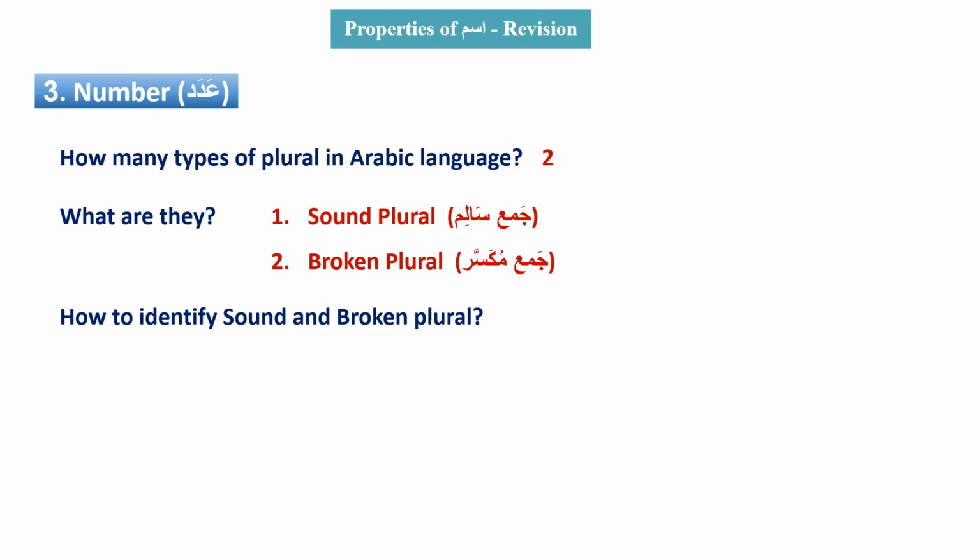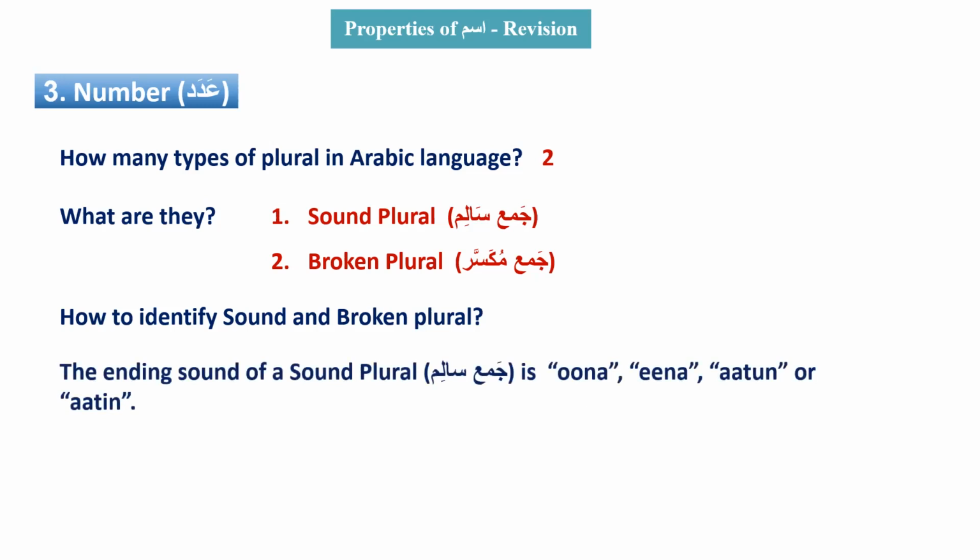How do we differentiate a sound plural from a broken plural? Sound plurals have a pattern. For rafa it'll be una, and for nasab and jar it will be ina. That's it, una and ina? This is how they end? Yes, but broken plurals will end in anything. That's true. But actually, there is more to it.